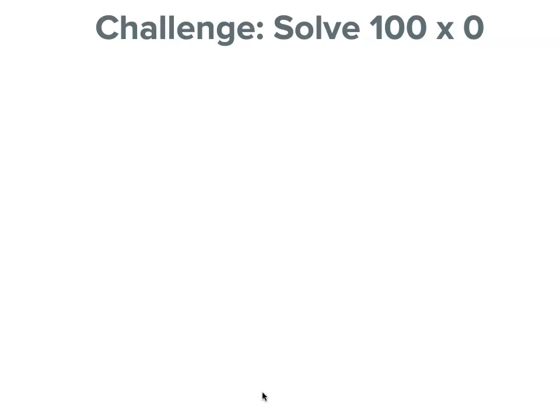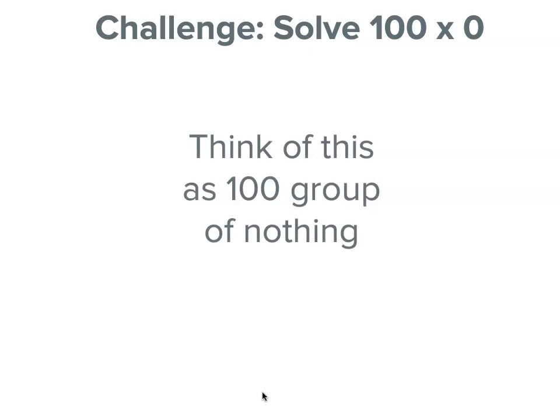Let's try another challenge question. Can you solve 100 times 0? We can think of this as 100 groups of nothing. So 100 times 0 is still 0.